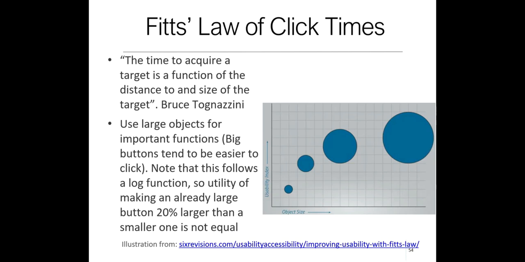Note that this follows a log function, so the utility of making an already large button, say 20% larger than a smaller one, is not necessarily equal. But it is good for highlighting things on a page. If you make them bigger and you make the area to click on bigger, it's easier for people to then be able to click on them.